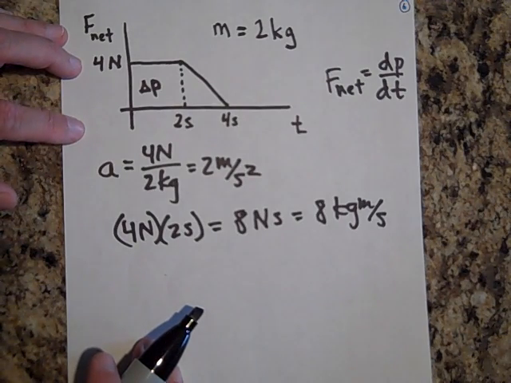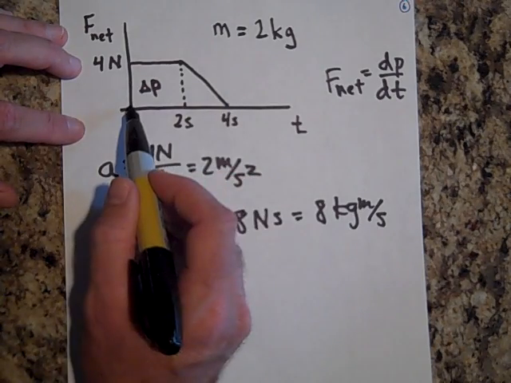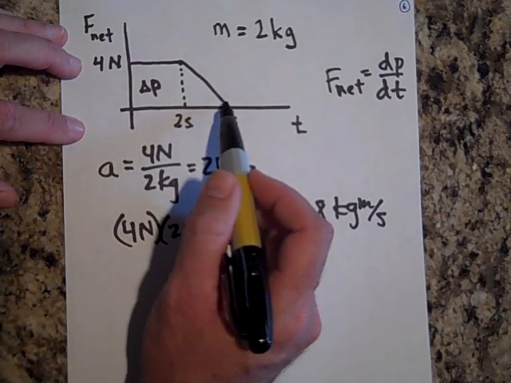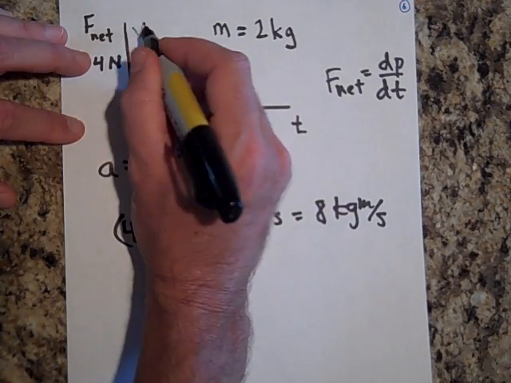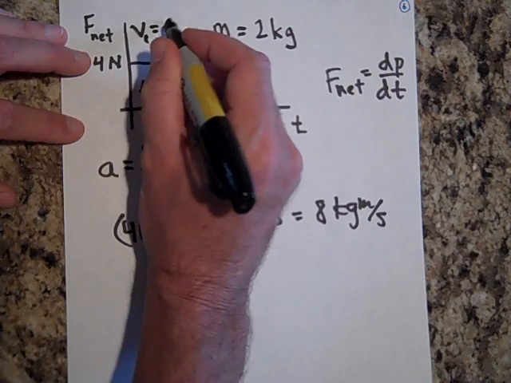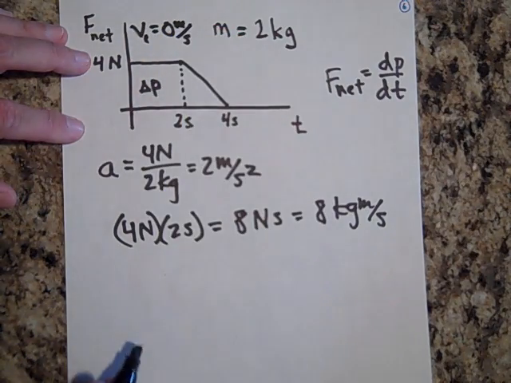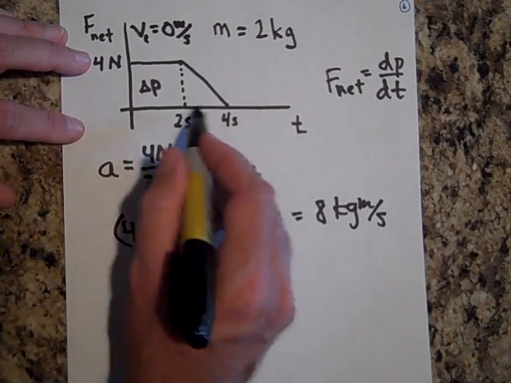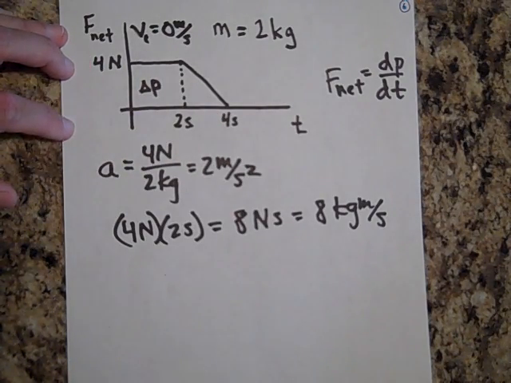Okay, one more question on this. After 4 seconds, from 0 to 4 seconds, if this car started at rest, if it started with a V initial of 0, how fast is it going to be going after 4 seconds? Go ahead and pause and try and figure that out.